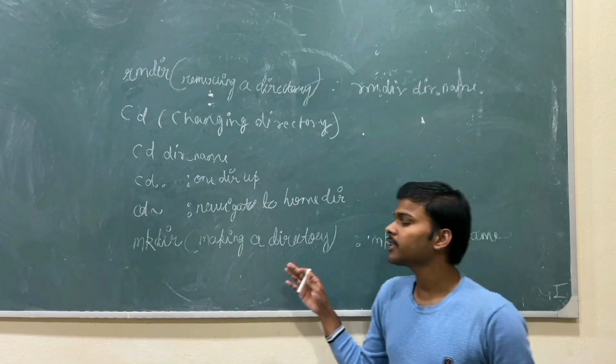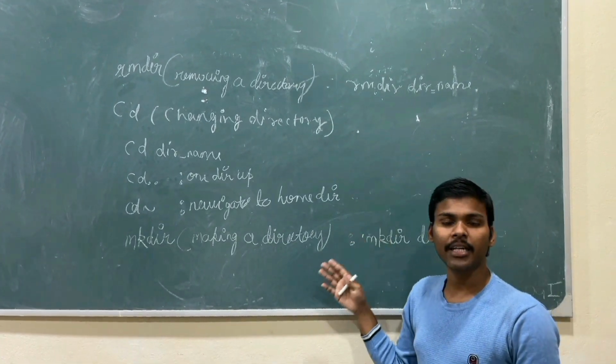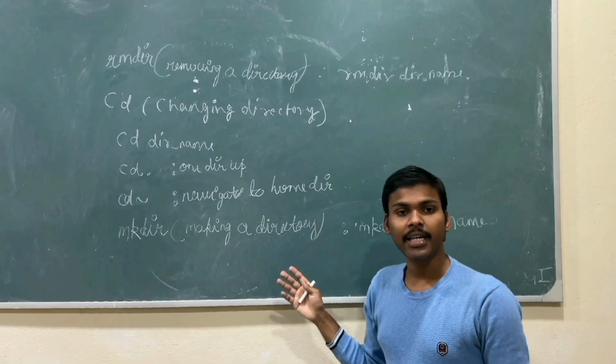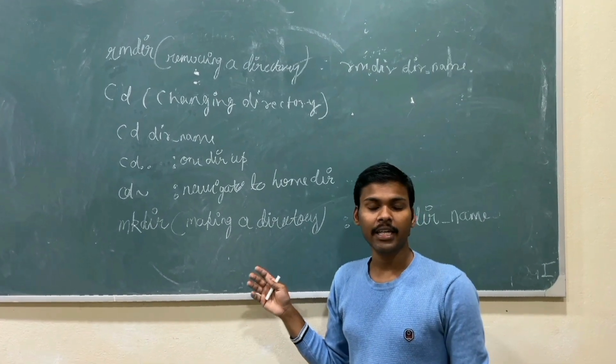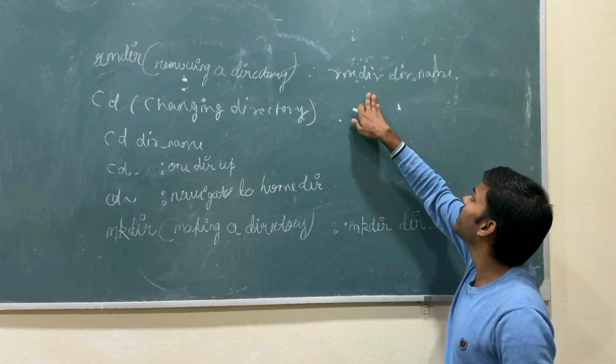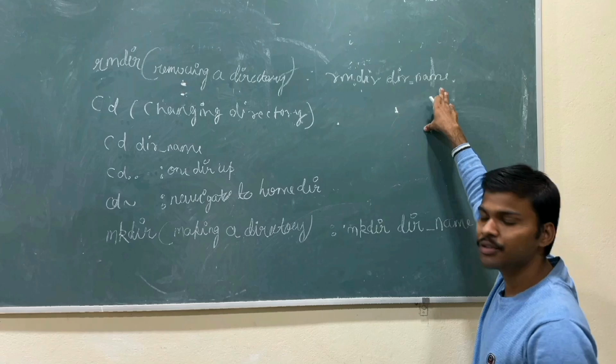So here are some basic Unix commands related to directories. First one we have rmdir. It itself says remove directory. It is used to remove a directory. So how are we going to use it? We will write rmdir followed by the directory name which we want to delete.